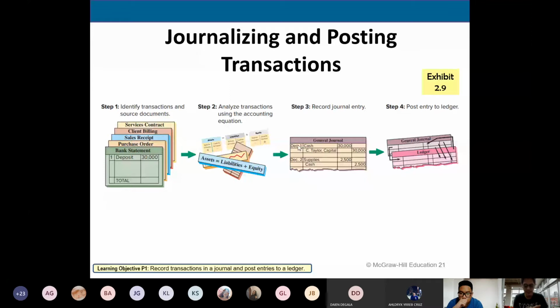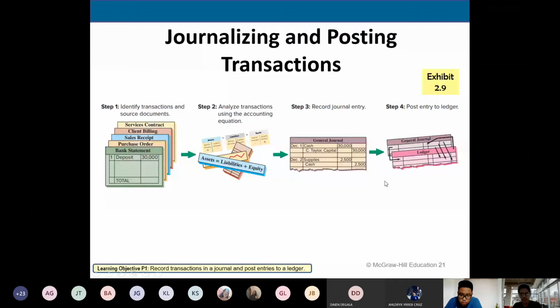Every time na magre-receive ka ng cash, i-record mo sa cash receipts journal. Okay? And of course, the last, no, general journal, no. Ito yung mga transactions na kung saan mo i-record yung mga transactions na hindi natin maka-classify sa cash disbursement journal, check disbursement journal, and cash receipts journal. Okay? Do you get it? Okay, sige.